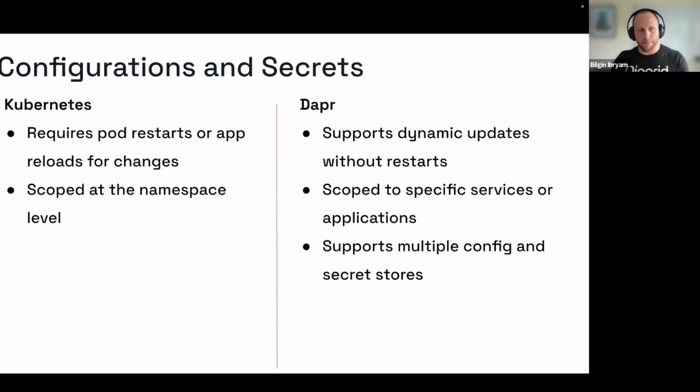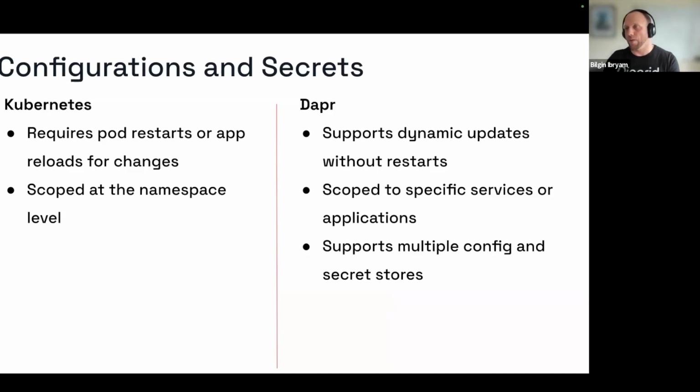In terms of similarities and differences, when you're using ConfigMap and Secrets in Kubernetes, you typically have to restart your pods and your application to get the updated ConfigMaps, especially if they are mounted as environment variables. And typically, these are scoped at namespaces, even though you can scope them to an application mounted as a volume, but typically they're at the namespace level.